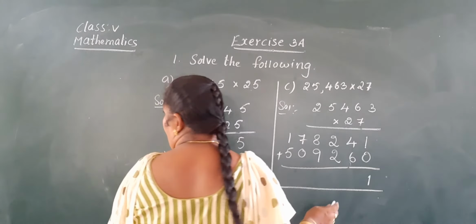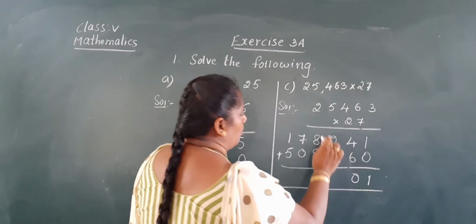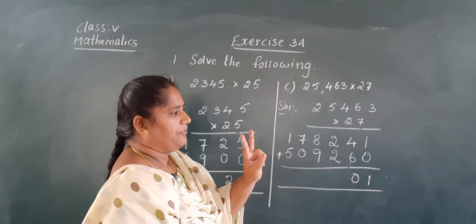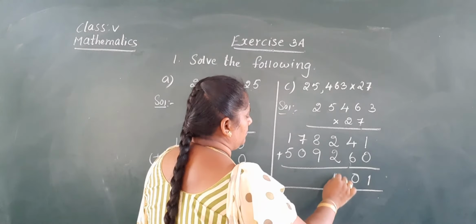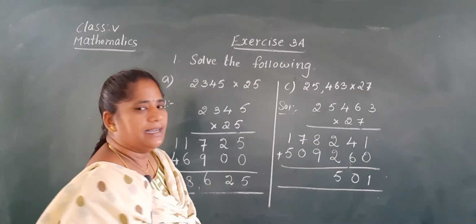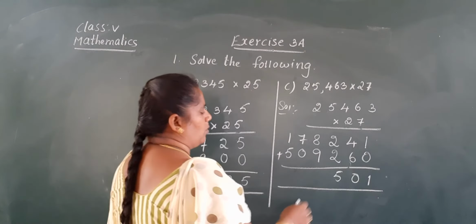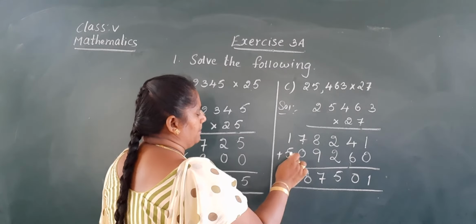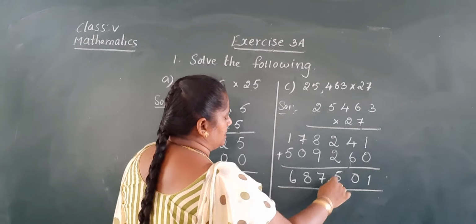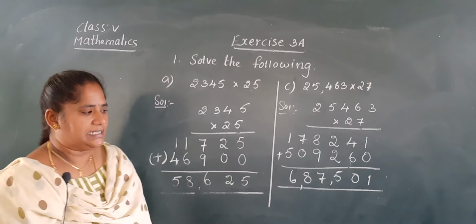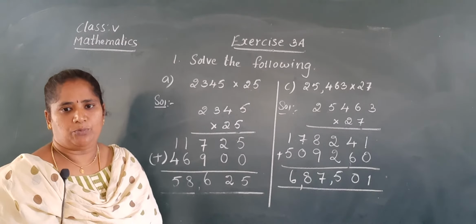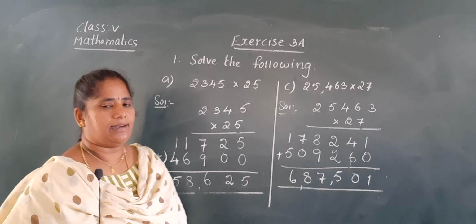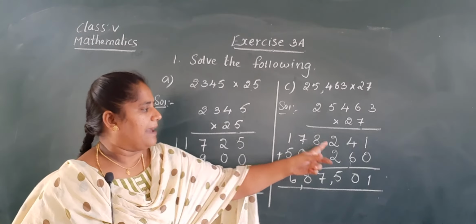So 1 in hand, 0 is down. Now 1 plus 2, 3. 3 in hand, 2 is down. 3 after 4, 5. Now 8 plus 9 is equal to 17. So 1 in hand, 7 is down. 1 plus 7 is 8. 1 plus 5 is 6. So this number is 687,501.